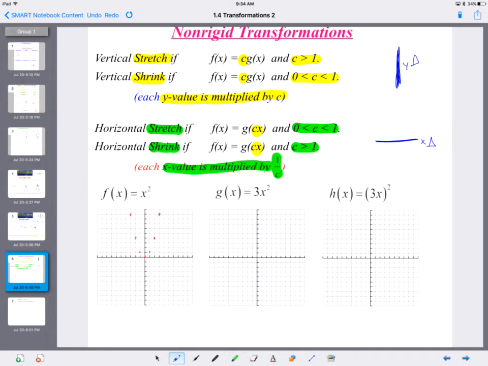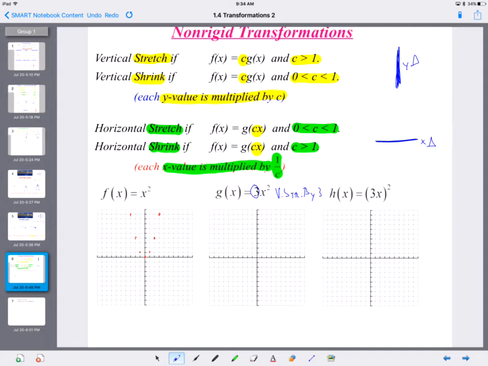We got 3x squared, so the 3. Is that being multiplied by the x or the function x squared? It's being multiplied by the function x squared. So in this one, this is a vertical stretch by 3. So all of these values on my parent function x squared, the vertical, so it's going to be changing the y value, is going to get multiplied by 3.